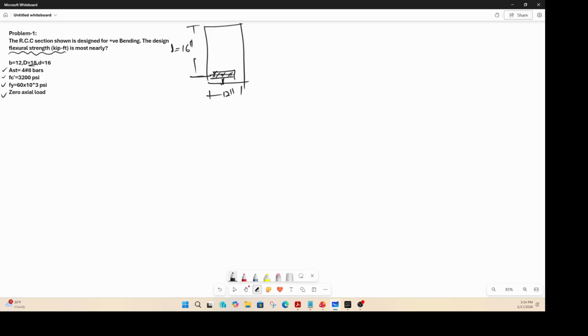Okay, so first thing we do is calculate the area of steel. AST is nothing but how many bars do we have? 4 bars. What is the diameter of the bar?